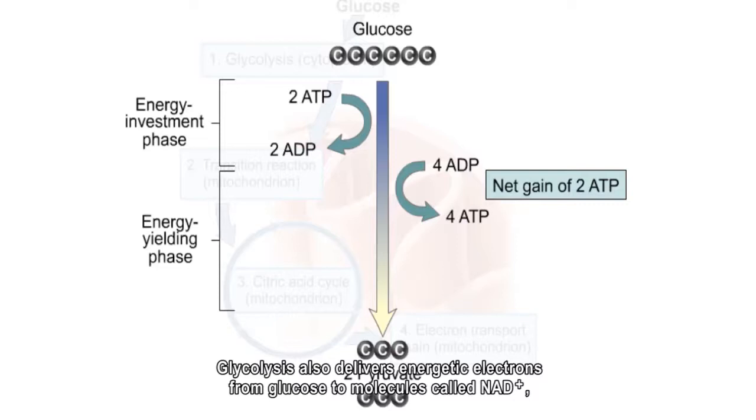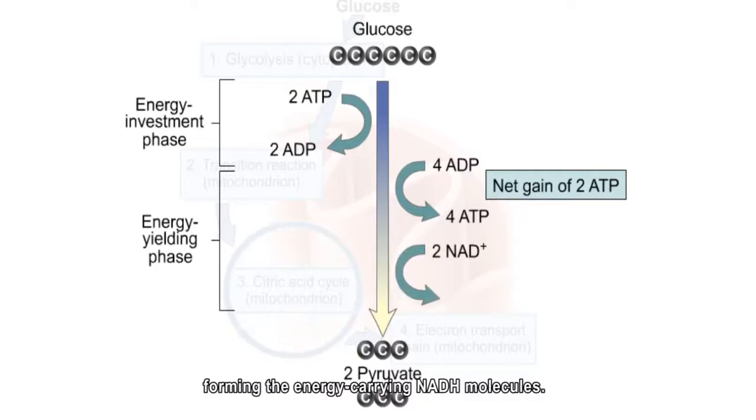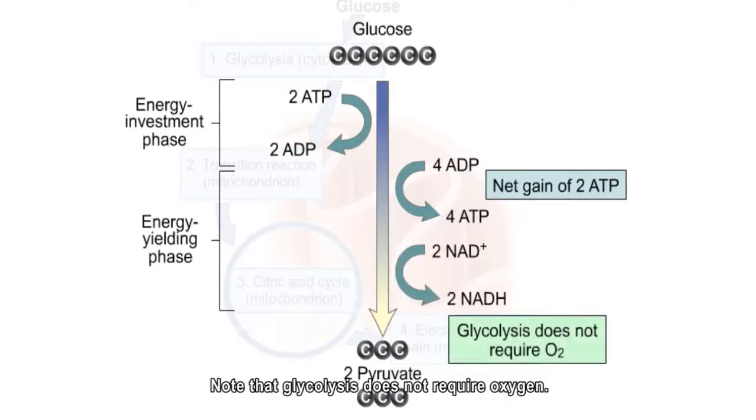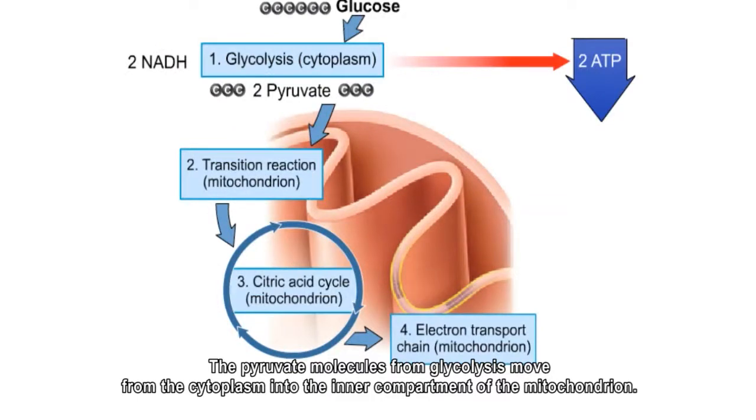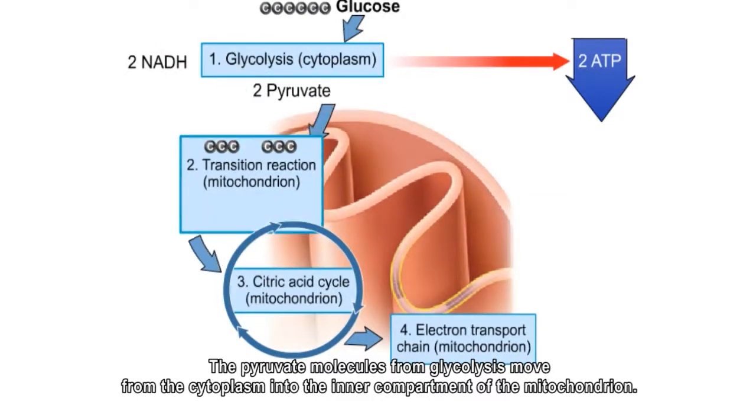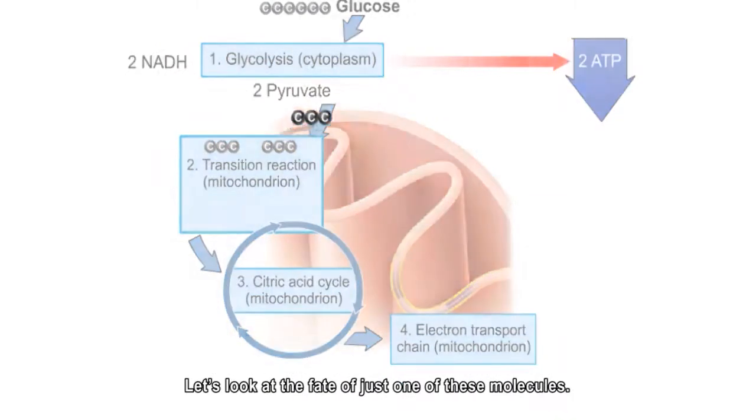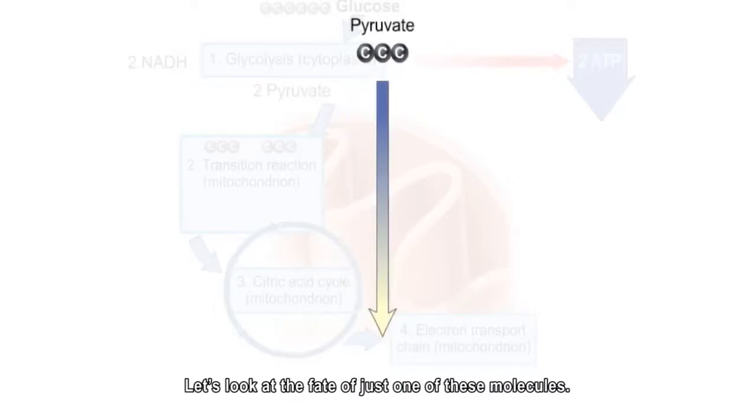Glycolysis also delivers energetic electrons from glucose to molecules called NAD+, forming the energy-carrying NADH molecules. Note that glycolysis does not require oxygen. The pyruvate molecules from glycolysis move from the cytoplasm into the inner compartment of the mitochondrion. Let's look at the fate of just one of these molecules.